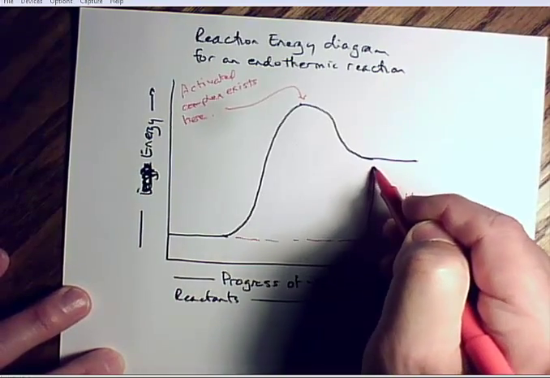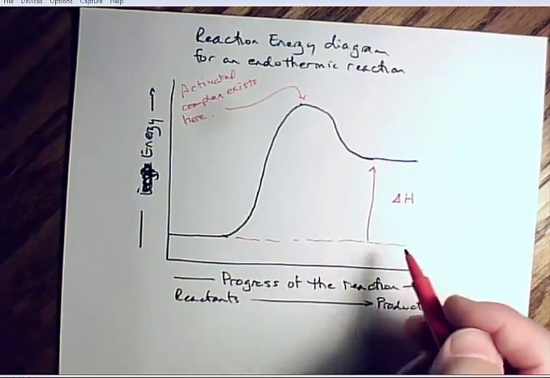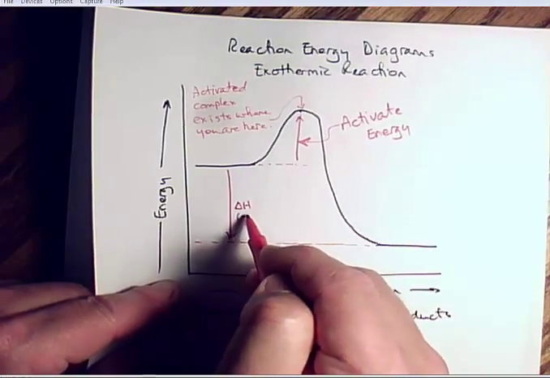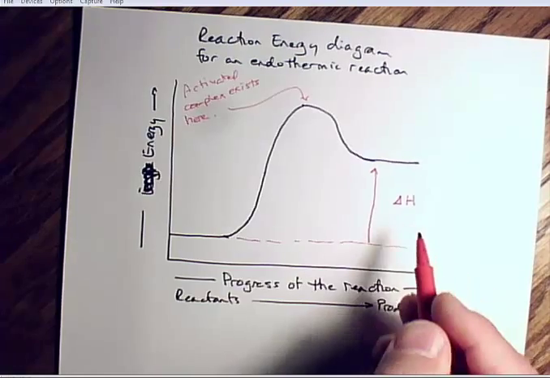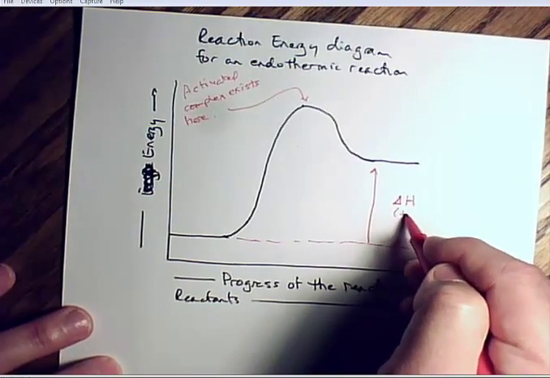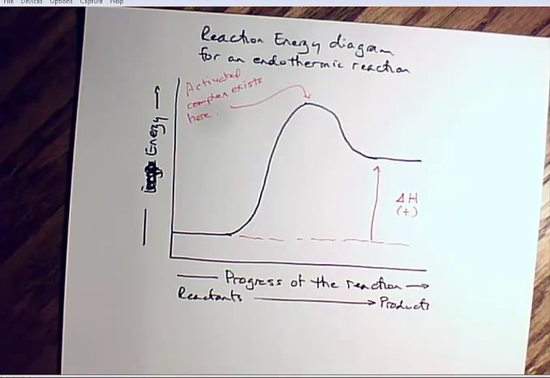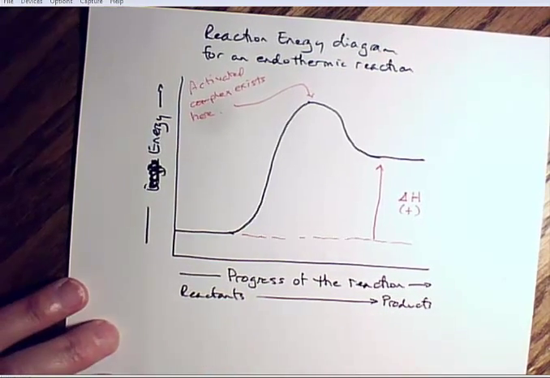Positive, because it's going up. Okay? So in our exothermic reaction, we're losing energy in the system. This is negative. In our endothermic system, the delta H is positive because it's increasing. We're increasing the amount of energy stored in the products over the reactants.